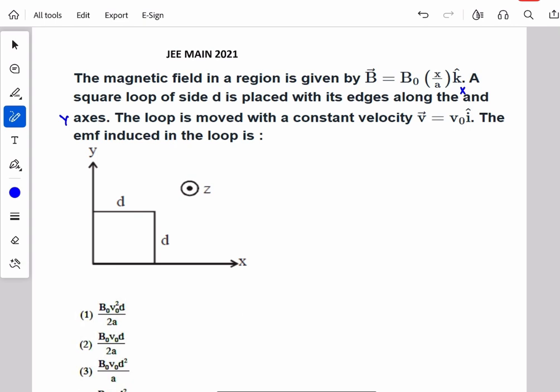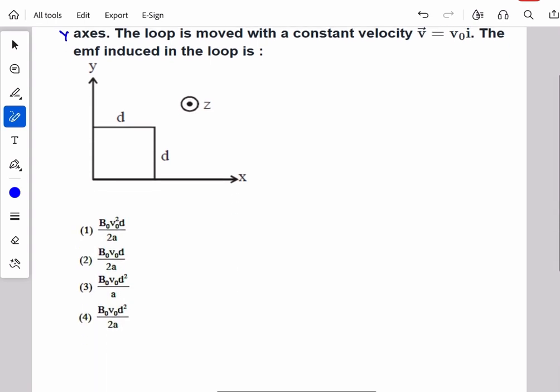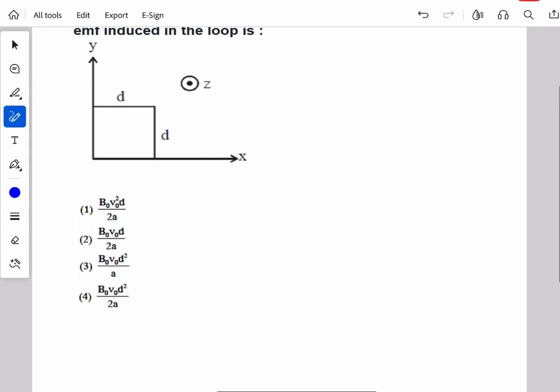The magnetic field in a region is given by B equal to B naught x upon a, k cap. A square loop of side d is placed with its edges along the x and y axis. The loop is moved with a constant velocity v equal to v naught i cap. The induced EMF in the loop is, so at time t equal to 0.